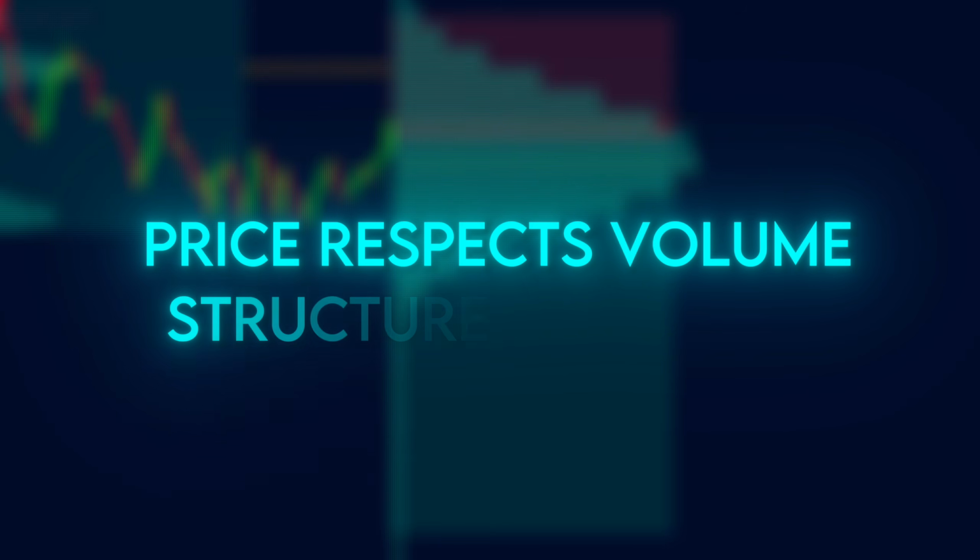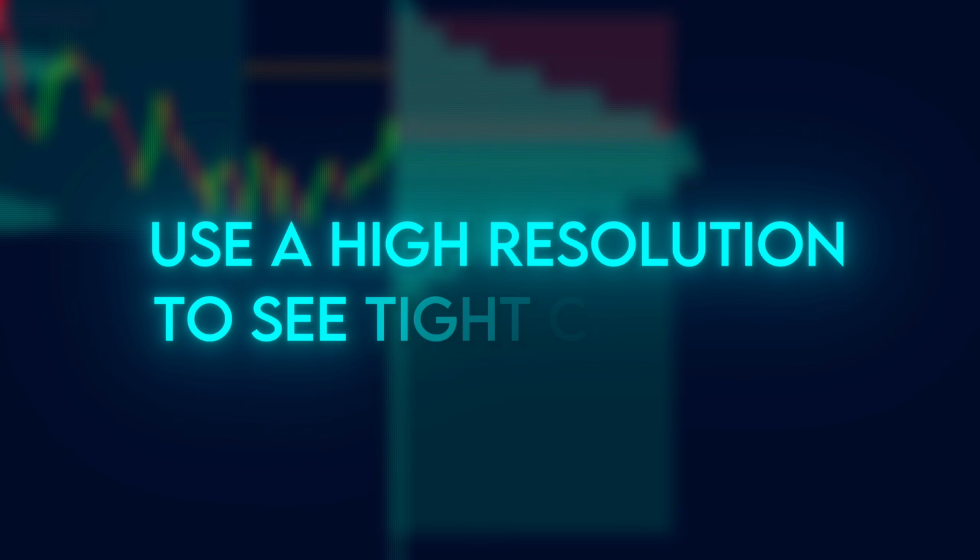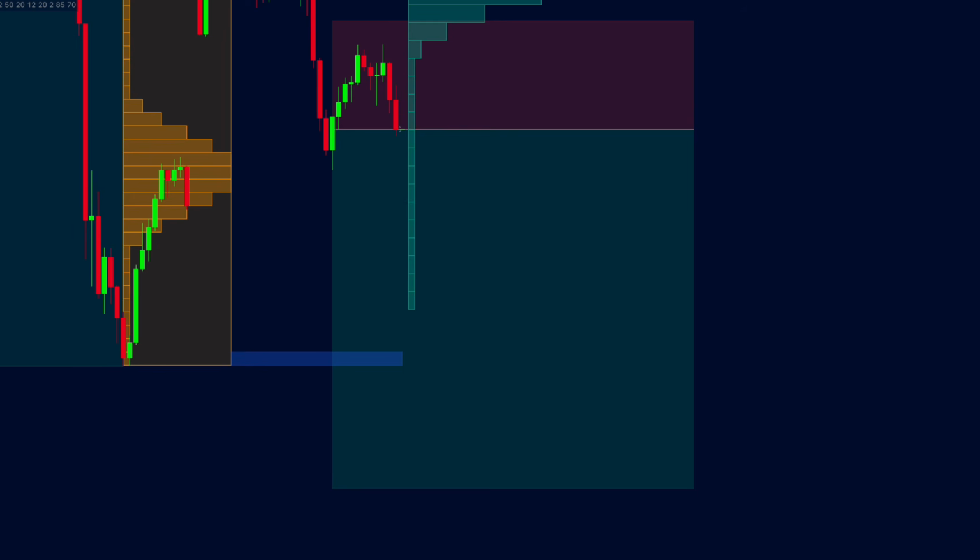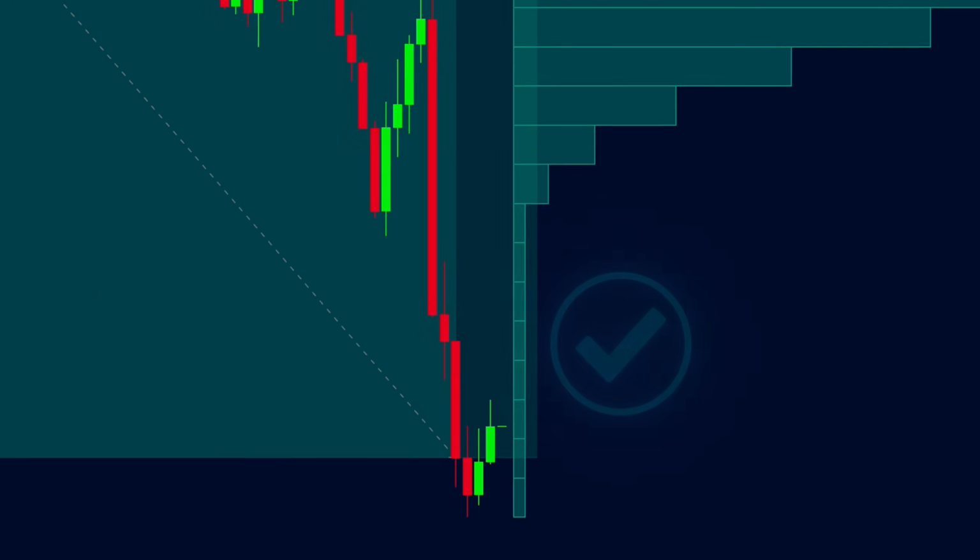Gold. Price respects volume structure strongly. Use a high resolution to see tight clusters, and keep stops just outside those clusters, because gold tends to reject them sharply. If you want to understand where the market truly traded, not just where price moved, this is what you should be using.